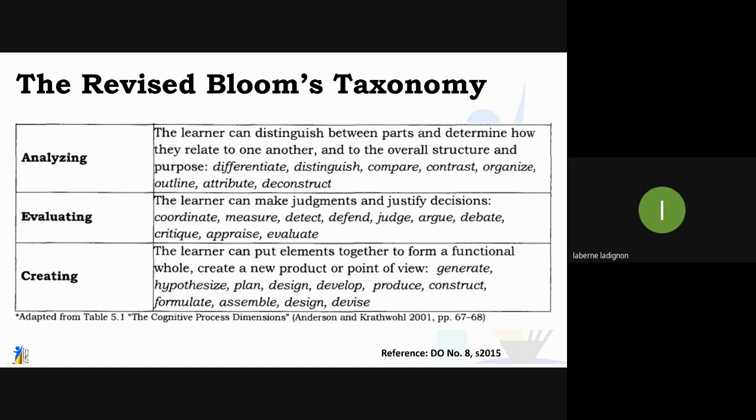And the highest level of cognitive is creating, wherein our learner can put elements together to form a functional whole, and create a new product or point of view. These are the words that we can use to help them create something from their output. They can generate, hypothesize, make a plan, design, develop, produce, construct, formulate, assemble, and devise.